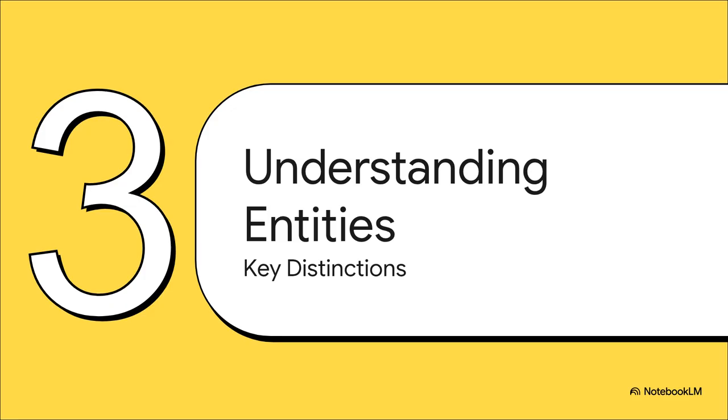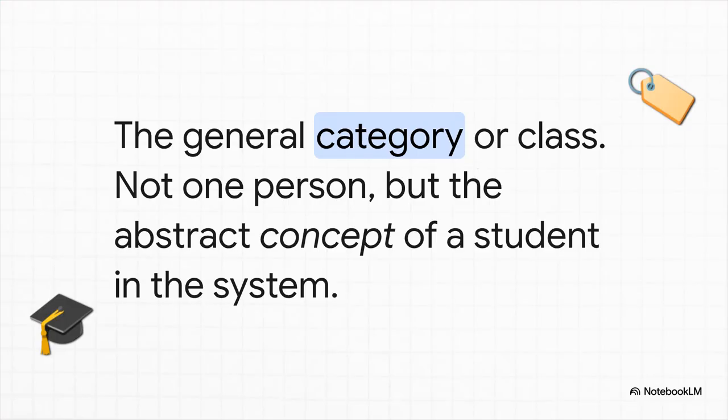All right, let's zoom in a little bit on that most central piece, the entity. It seems pretty simple on the surface, but there are a few key distinctions that we need to get straight to really understand how this blueprint works. Okay, first off, we have to separate the general idea from a specific example. The entity type is that general idea, the category or the class. So when we draw a rectangle on our diagram and label it student, we're basically creating the template for what a student is in our system and all the details they're supposed to have.